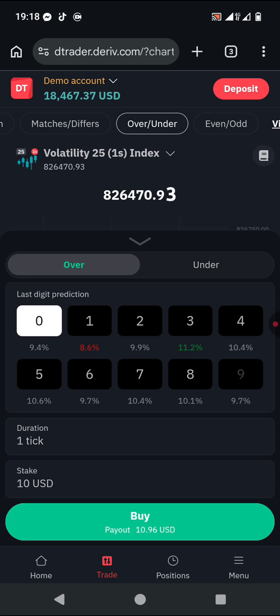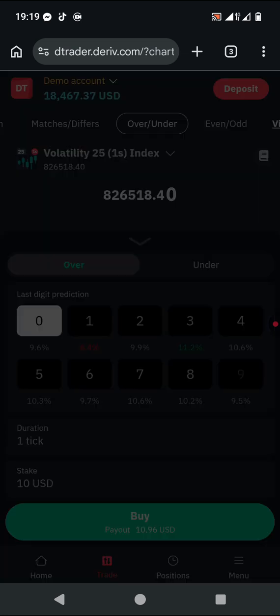And another condition, the digit 0 itself should be below 10%, and it should not be increasing in percentages. Like in our case now, we can notice it is decreasing and increasing, decreasing and increasing. Now this one is a very dangerous market to trade over zero. You can end up getting a loss. So let's shift to another market and see.